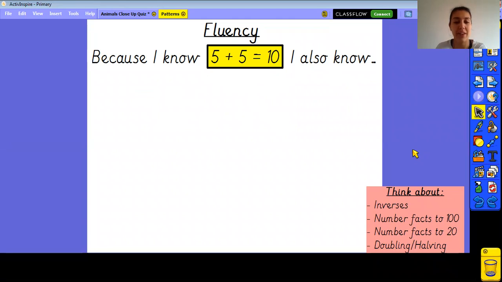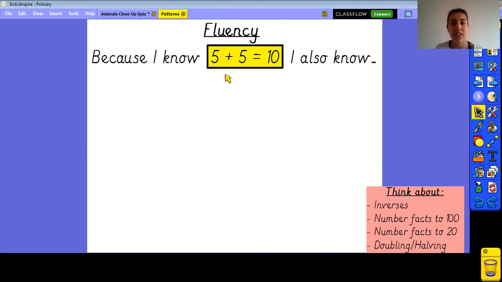So think about your inverses. That means the opposite equation. So if you've got an addition here, you're thinking about those subtractions that you also know. Think about what that means for your number facts to 100. Think about what that means for your number facts to 20. And also you might have noticed here that our two addends are the same. So that means we can use maybe our 2 times tables, or we can use our knowledge of doubling and halving, because when we have two addends that are the same, that is the same as saying double this.